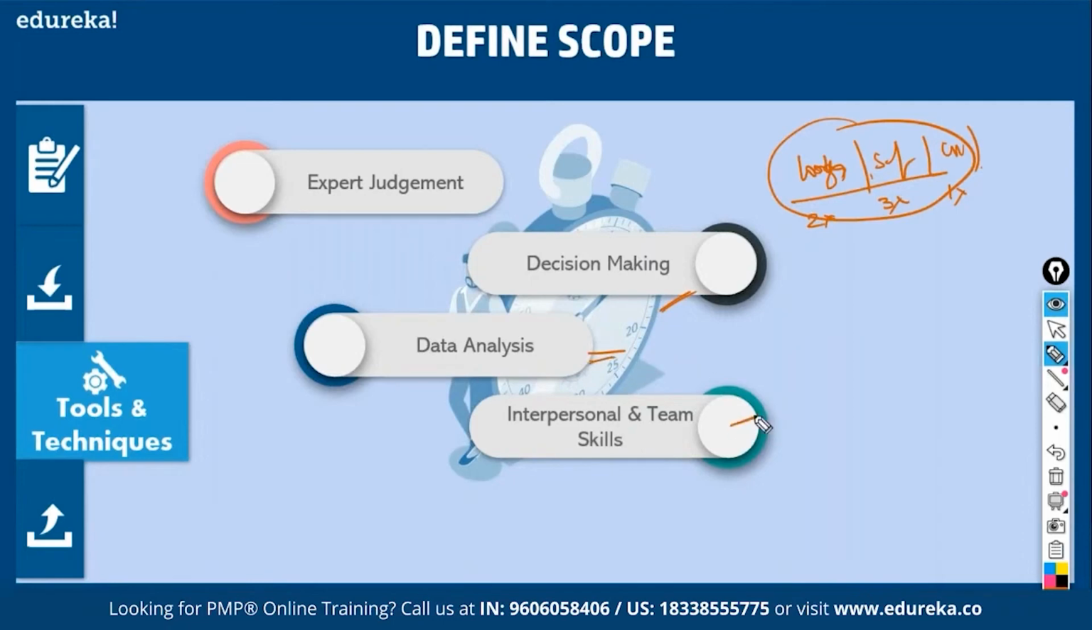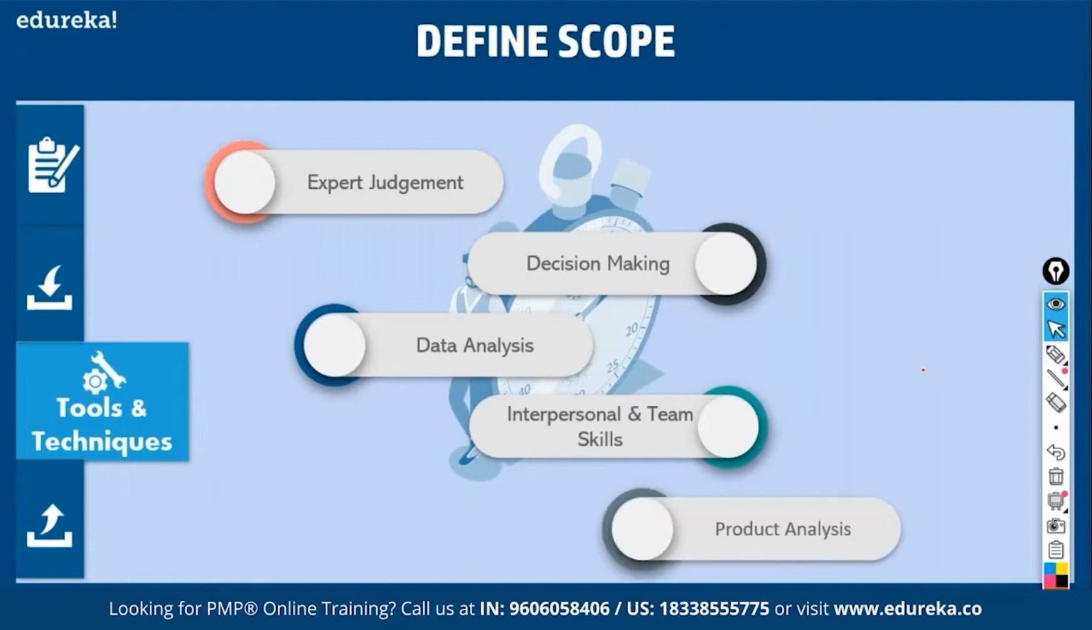Then interpersonal team skills. A lot of times while defining scope, you'll be meeting with cross-functional experts: people from design teams, technology teams, business teams, operations teams, marketing teams. You need to make sure all of them come to an agreement on all the product-based decisions. So as a project manager, you need to have a lot of facilitation skills and soft skills.